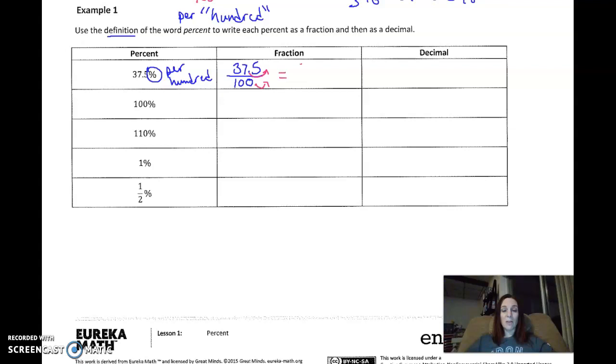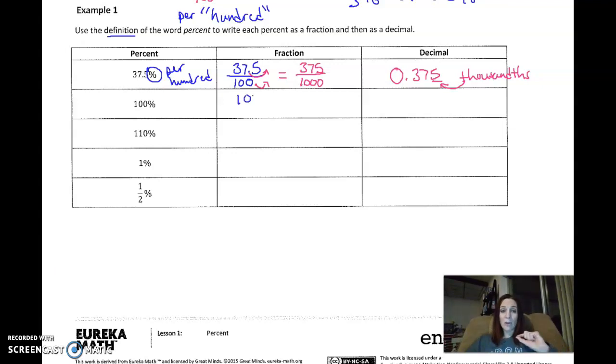So that ends up being 375 per 1,000. Now, I'll be the first to admit I'm really bad at this. I would say this is 375 over 1,000, but it's actually 375 thousandths. So if we say it correctly, it kind of gives us our answer as a decimal. 375 thousandths. That 5 there is in the thousandths place. Okay? So again, when you say it correctly, it kind of helps you out.